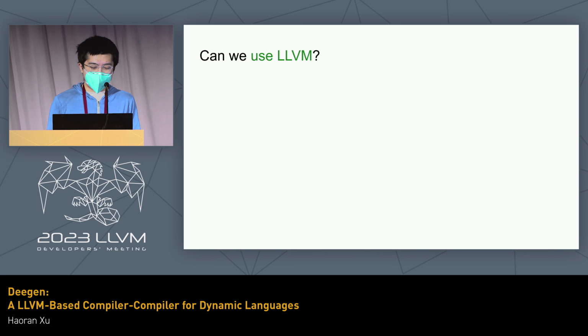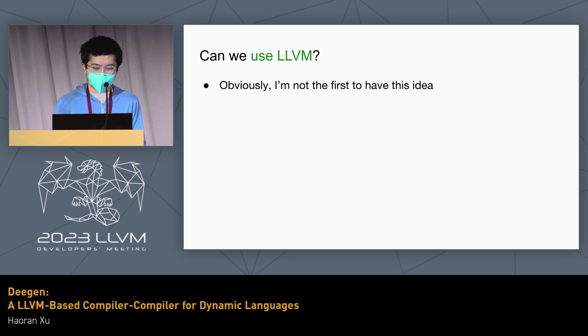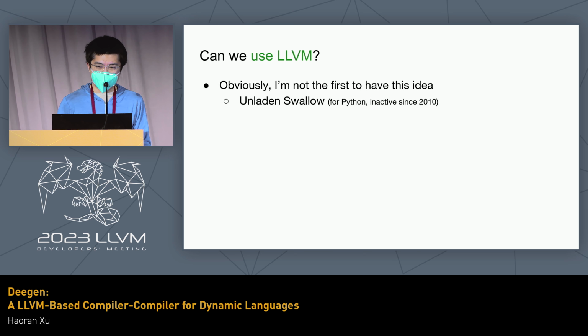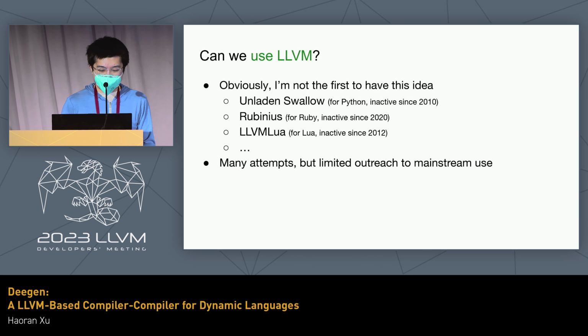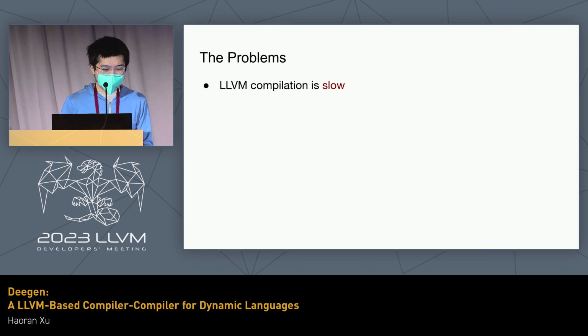LLVM is a compiler infrastructure, so it seems quite natural to use LLVM to reduce the high engineering cost. Of course, I'm not the only one to have this idea. In the past, there have already been attempts to use LLVM for Python, Ruby, Lua and a lot of other languages. But despite the many attempts, they were not quite successful. So why? To summarize, the main problem is that LLVM compilation is very slow.